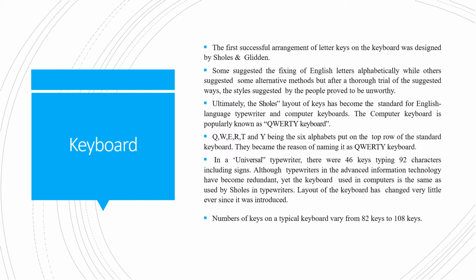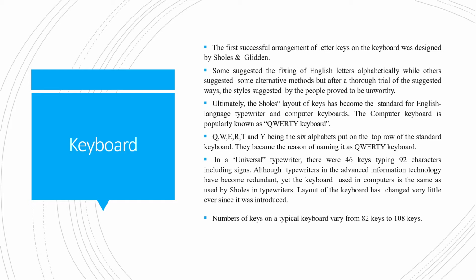QWERTY. Now the question arises, how and why was the name of the keyboard finalized? The name was finalized keeping in mind the top row. On the top row, the first 6 alphabetical keys were Q, W, E, R, T, Y, and on the basis of these 6 alphabets, they put the name of the keyboard, which is also known as the standard keyboard, and the name finally became the QWERTY keyboard.